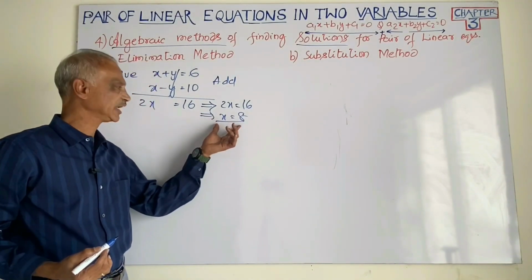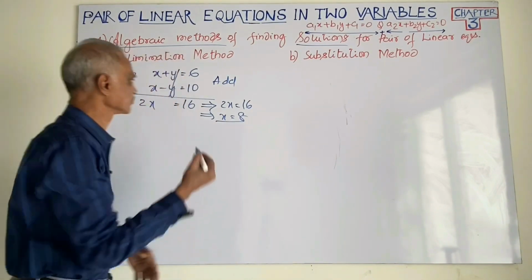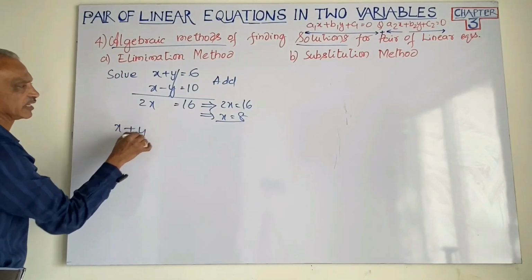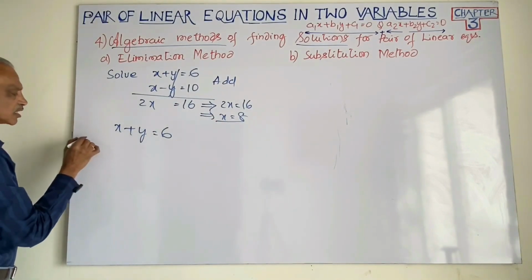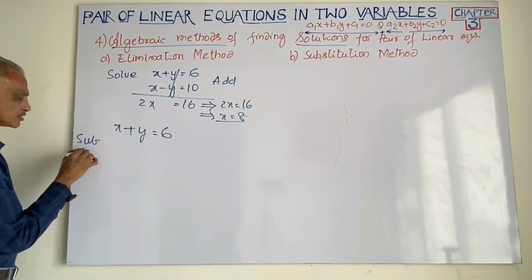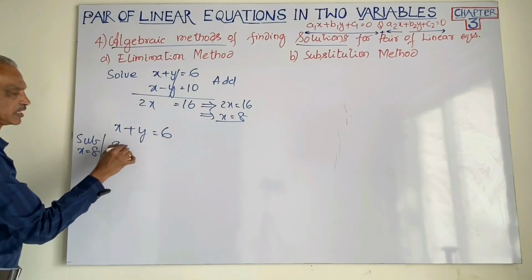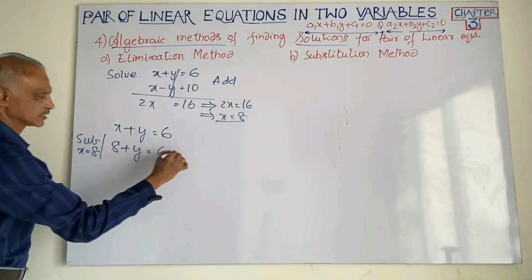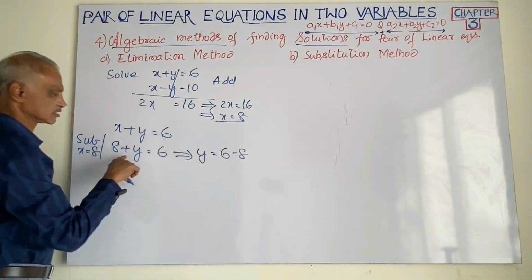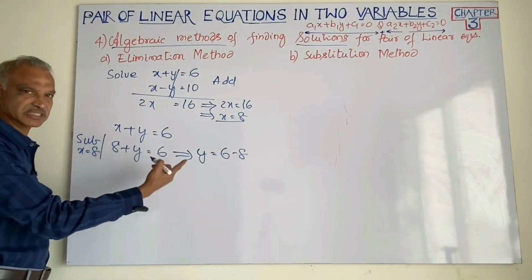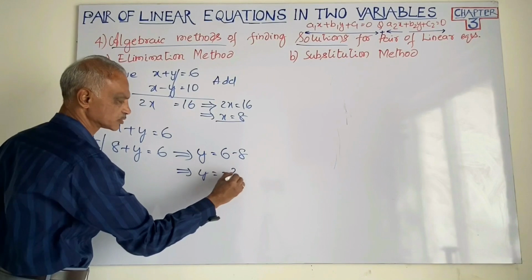Substitute the value of 8 in one of these two equations. Any equation you can substitute. I will take x plus y is equal to 6. Substitute the value x is equal to 8 in this equation: 8 plus y is equal to 6. Y is equal to 6 minus 8. Plus comes to this side and becomes minus 8. Therefore, you got y is equal to minus 2.